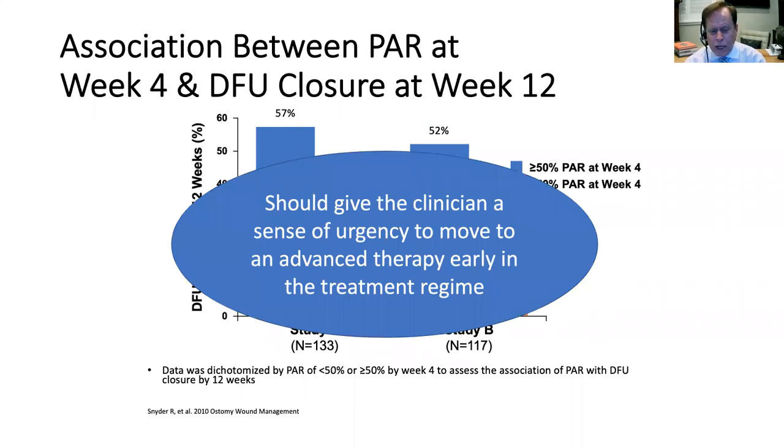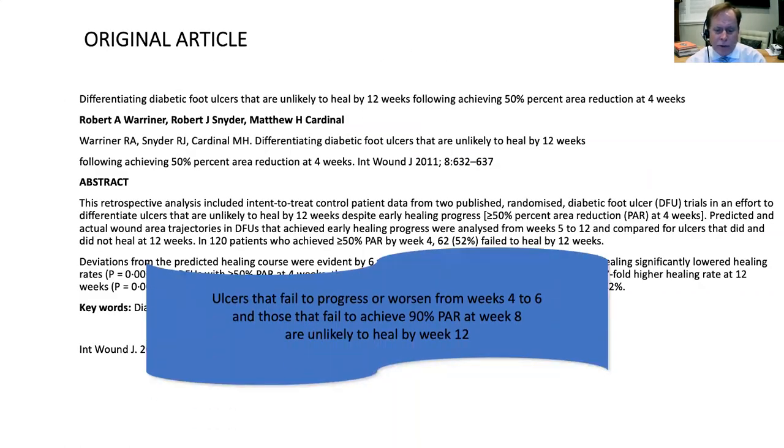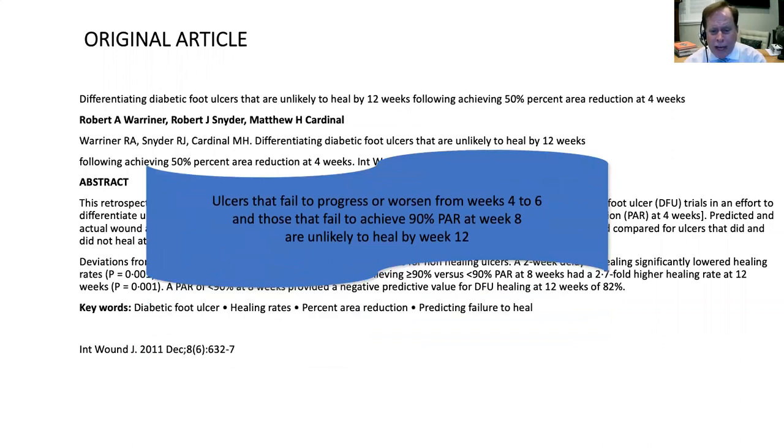Well, first and foremost, clinicians should have a sense of urgency to move to an advanced therapy very early in the treatment regime. But it also made a case for us to look to the next 8 weeks to see what we could do to find some additional endpoints. And in fact, we did. What we found was very interesting. We found that ulcers that failed to progress or worsen by weeks 4 to 6, and those that failed to achieve 90% area reduction by week 8 were unlikely to heal by week 12.